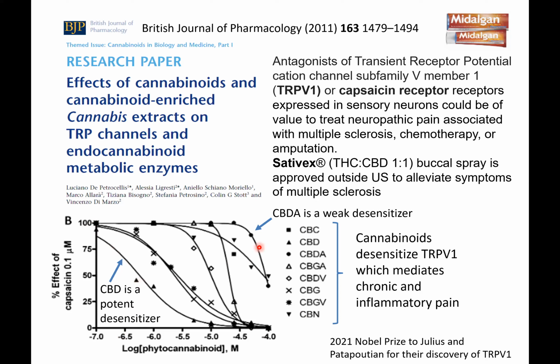And the carboxylic acid is a weak desensitizer of that pain signaling. But nevertheless, you can see that these compounds really affect the activity of the capsaicin receptor pain signaling, and that can also be further exploited. As an interesting detail, in 2021 the Nobel Prize for the discovery of the capsaicin receptor went to Julius and Patapoutian.